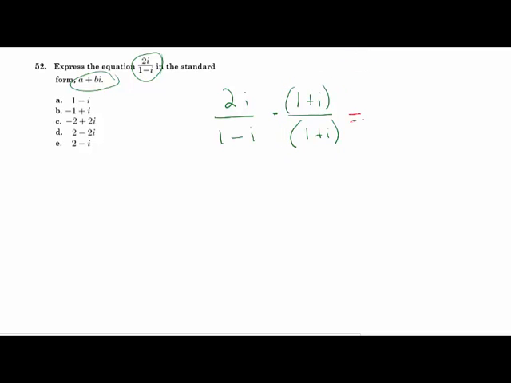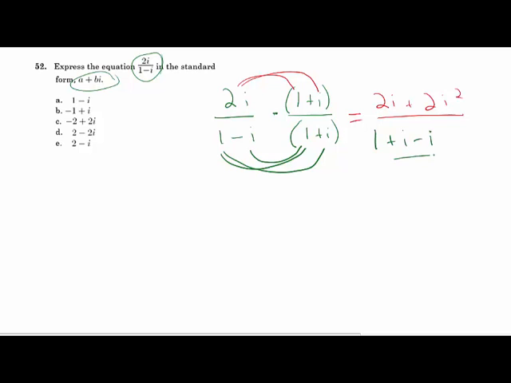All right, so let's solve this. So 2i times 1 equals 2i. 2i times i is plus 2i squared, divided by, and let's do the denominator, 1 times 1 is 1. 1 times i is plus i. Negative i times 1 is minus i, and that's the beauty of multiplying by the conjugate, because we cancel out those i's. This turns into 0. And then negative i times i is negative i squared.